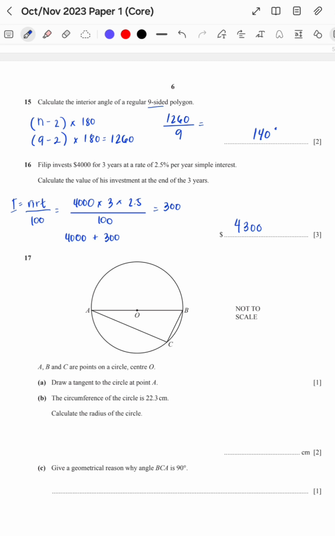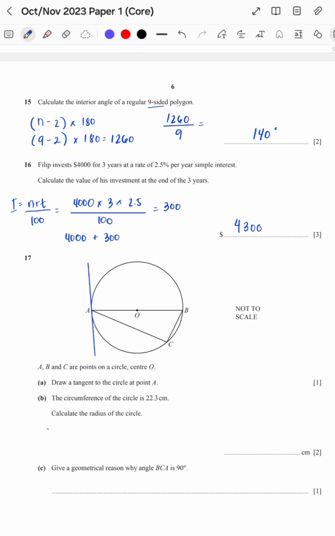Draw a tangent to the circle at point A. So a line that touches the circle at point A. So here. The circumference of the circle is 22.3 centimeters. Calculate the radius of the circle.